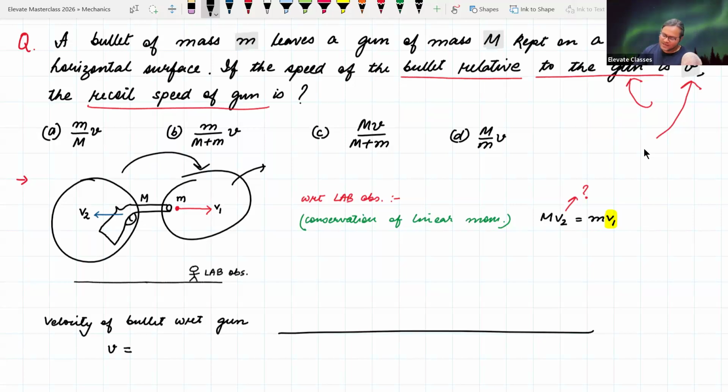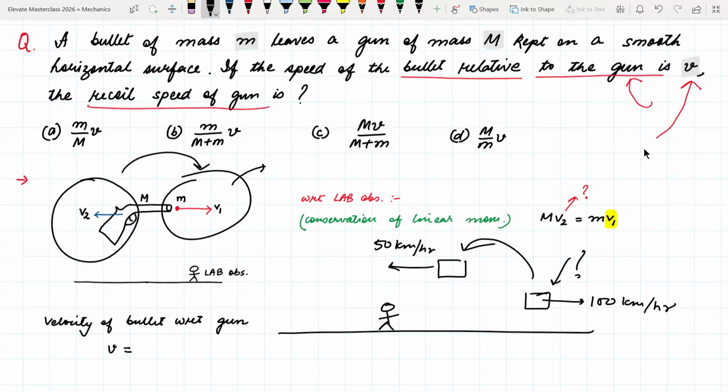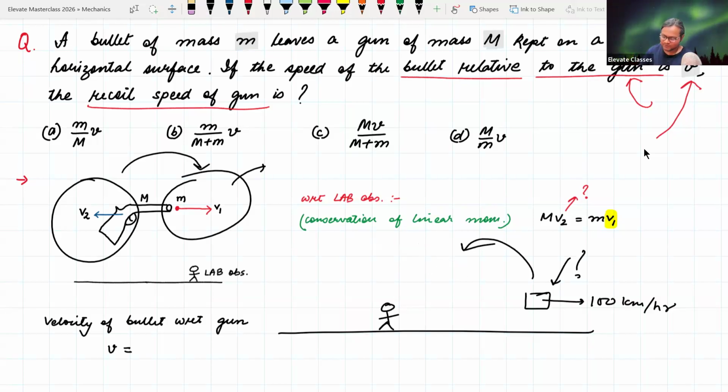Okay, you are standing on the road, right? A car passes in front of you at 100 kilometers per hour, and another car goes at 50 kilometers per hour. What is the velocity of this car with respect to this car? 150 kilometers per hour. So velocity addition is something that we are all familiar with. All right, so that is what is happening here.